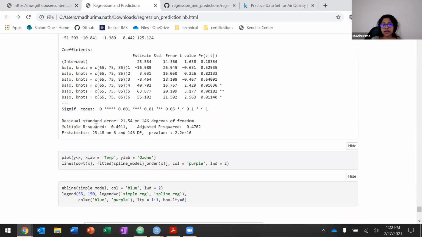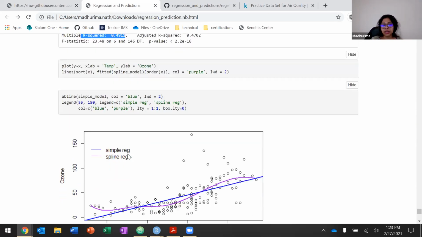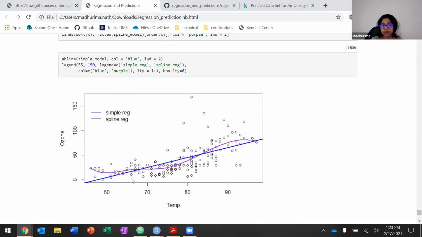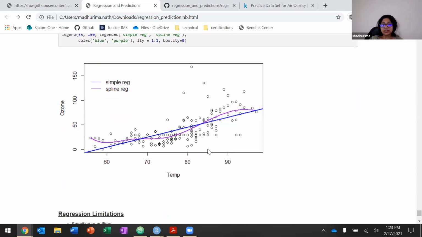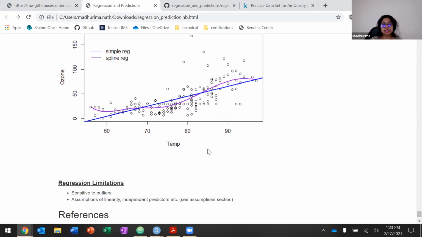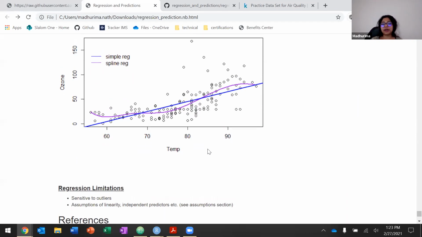And as a result of that, my R square also has gone up quite a bit compared to the simple linear model. And if I plot this, this is how my spline curve looks. As you see, it's trying to match all of these points up here, trying to get a curve here, trying to get a curve there, instead of just a straight line. So yeah, that's all I have from my end.